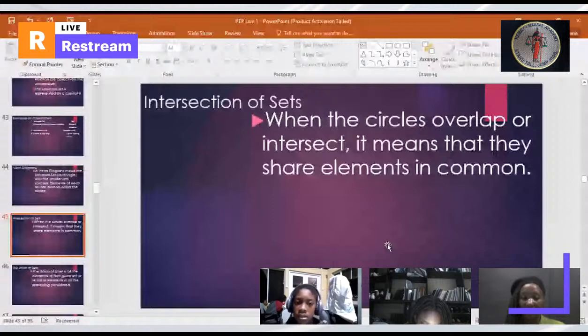Okay, miss. Intersections of sets. When the circles overlap or intersect, it means that they share elements in common. So if an element belongs to both sets, that element will be presented in the middle, in the intersection, where the two sets overlap each other.